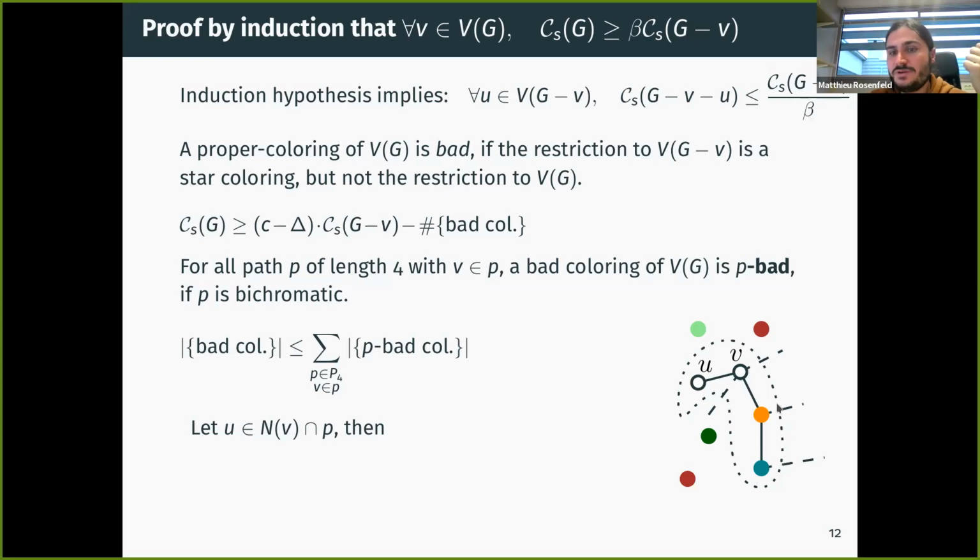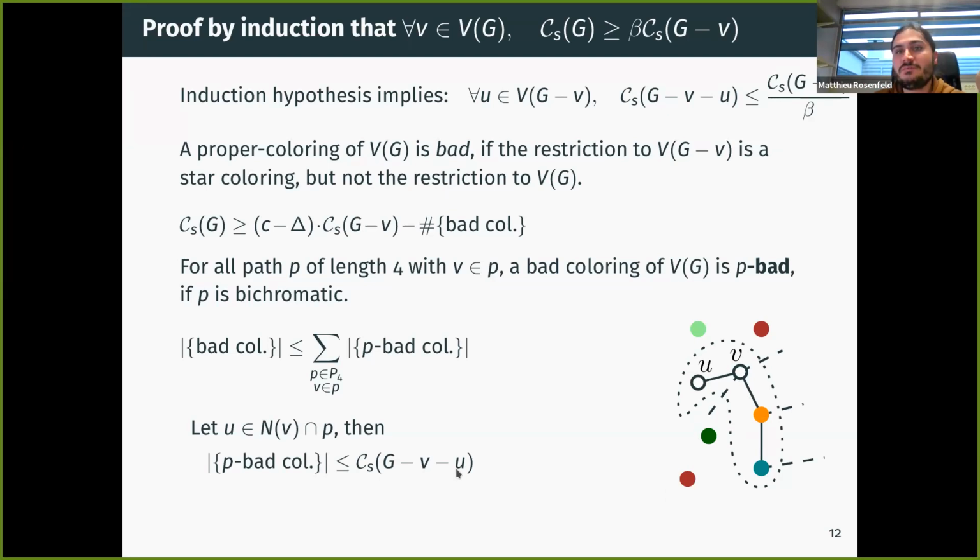And now how many ways do I have to extend this? How many ways do I have to extend this star coloring into a P-bad coloring? Well, only one, because I can use only 2 colors inside this path and it has to be proper. So this needs to be blue or green, I don't know, and this needs to be orange. There is only one way to do this. So now the number of P-bad colorings is at most the number of star colorings of the remaining graph, which gives me the following equation: the number of P-bad colorings is at most the number of star colorings of G minus V minus U.